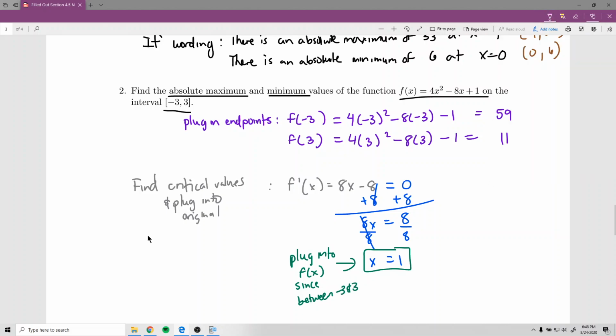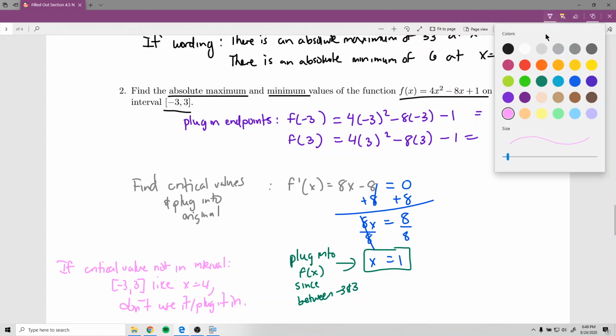So I'll just write a little comment here on the side. If a critical value is not in the interval you're given, so in this example, -3 to 3, like x equals 4, don't plug it in. Because it's not inside the interval. So think about if we graph this from -3 to 3, what's happening at x equals 4 is not in our picture, or we don't want to use it at all.